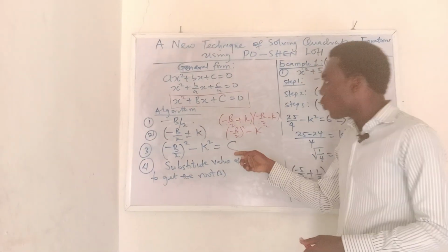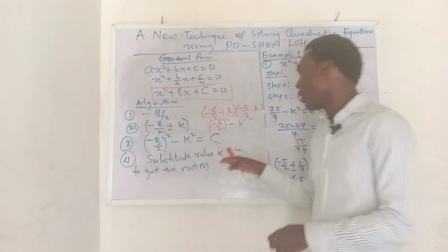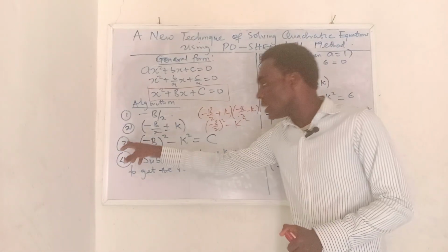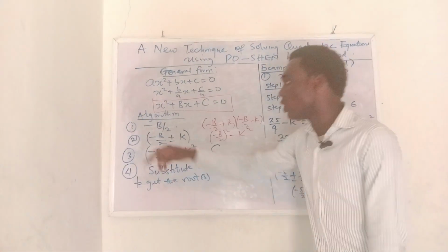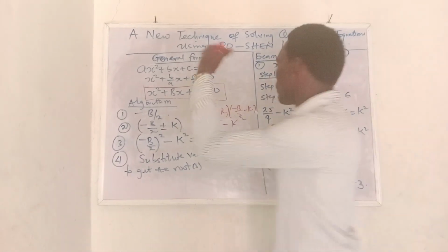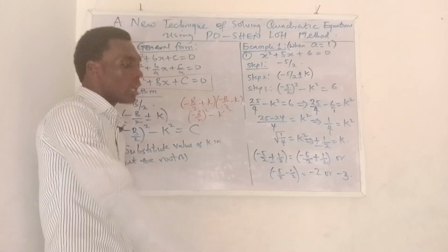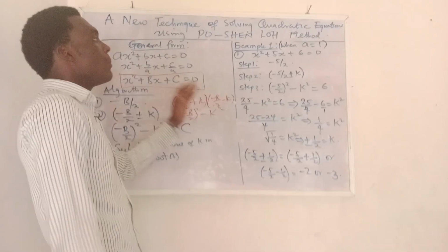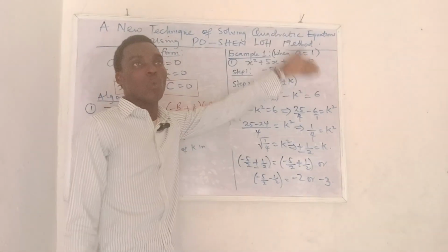But you must equate it to the c. That is what the algorithm is saying. Then lastly, the value of k you obtain from step 3, substitute it into equation 2. Then you get the roots of the equation. Now, let's implement this algorithm with one example. Then later on, we'll consider another example where our a is greater than 1.